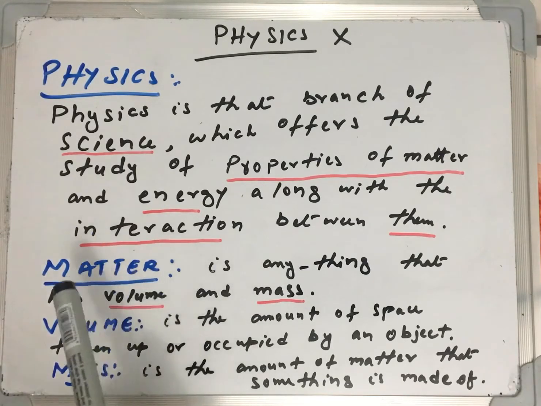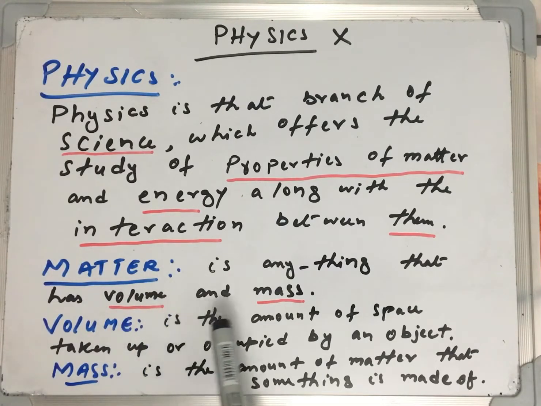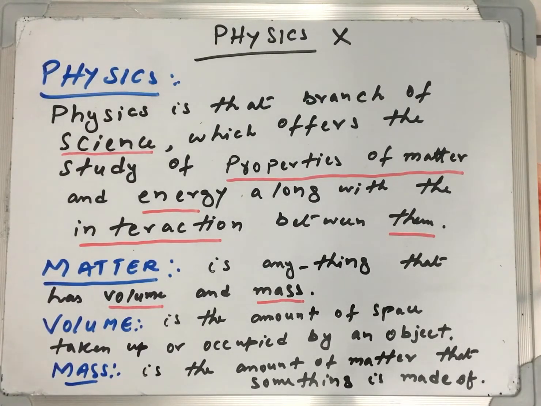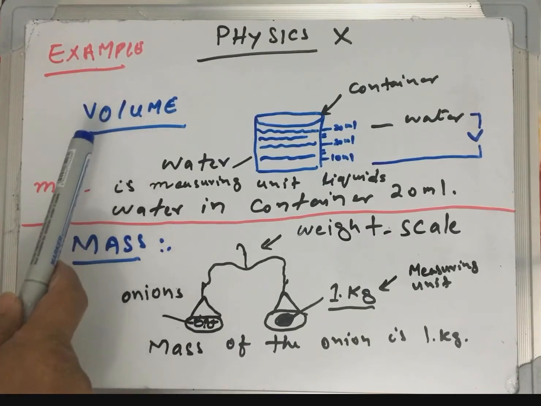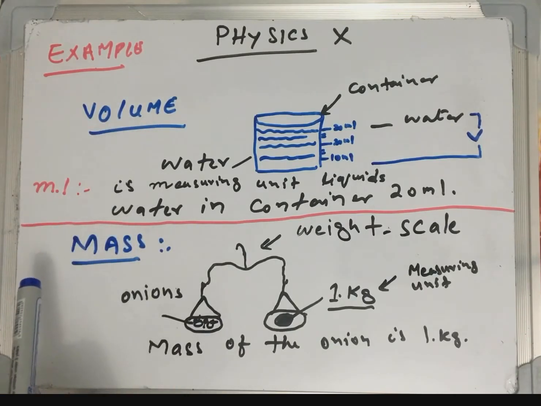I will make an example with a diagram so you can easily understand what matter is. By the definition, matter has volume and mass. The volume is the amount of space taken up or occupied by an object, and mass is the amount of matter that something is made of. This is the example of volume and mass.